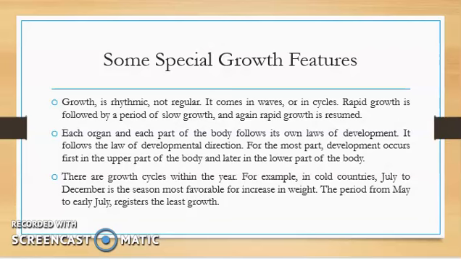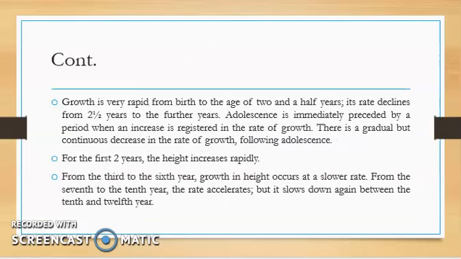And growth is very rapid from birth to the age of 2.5 years, and its rate declines from 2.5 years to the future years. And we have discussed it. And young age adolescence is immediately preceded by a period when an increase is registered in the rate of growth. So there is a gradual but continuous decrease in the rate of growth following young age.